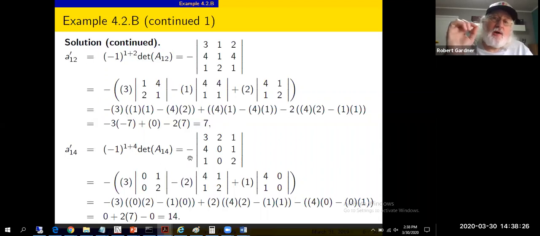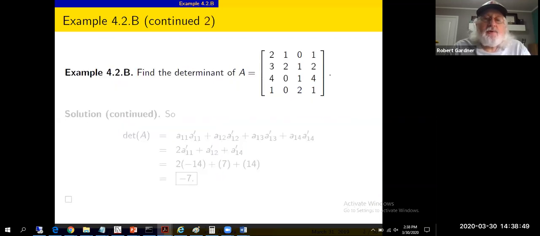So we do have that alternating positive, negative thing that was predicted by these powers of -1. We need to take a determinant of this 3 by 3 matrix, throw a negative in front of it, and so we'll get, following through the computations, 14 apparently. Okay, so now we've got all 3 relevant cofactors.